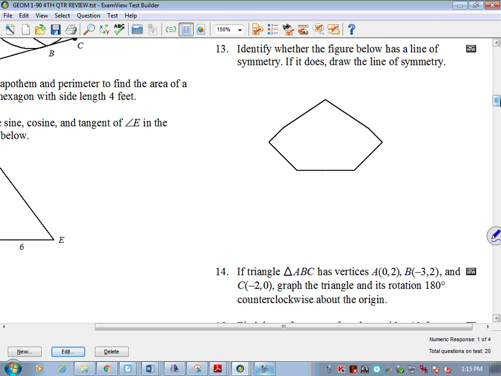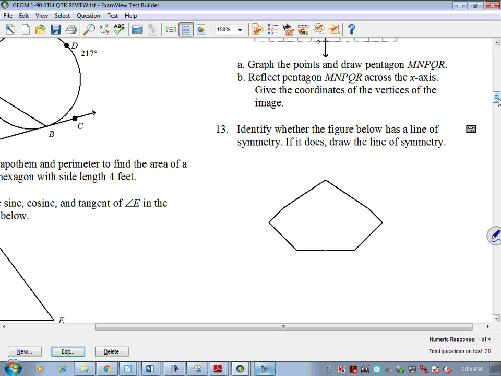Let's see, 13. Identify whether the figure below has a line of symmetry. If it does, draw that line of symmetry. Billy, does that figure have line symmetry? What number are we on? 13. Thank you for participating. All right. Can you come up and draw that line of symmetry that it has?